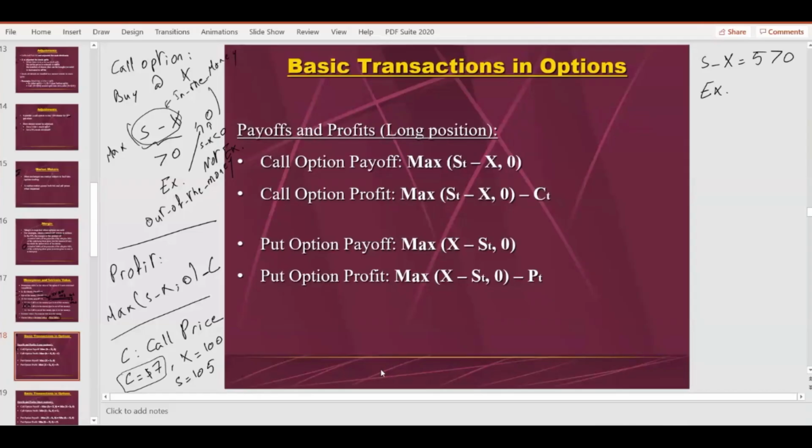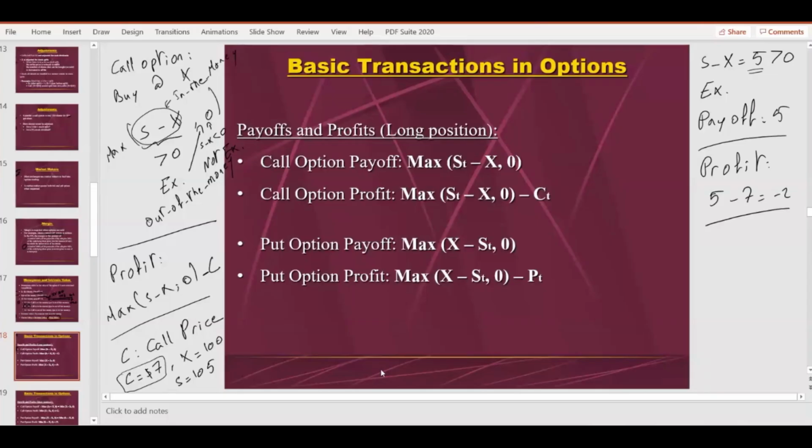So now, when I exercise the option, I will be receiving $5. So I can say that the payoff is 5. However, my profit is 5 minus 7 minus 2. So I'm still losing $2. But losing $2 is better than losing $7 if I decide not to exercise.